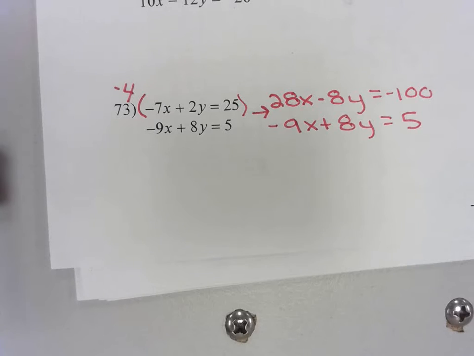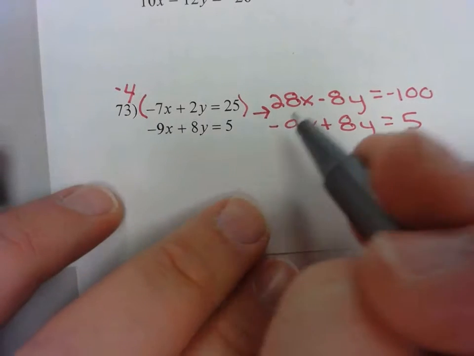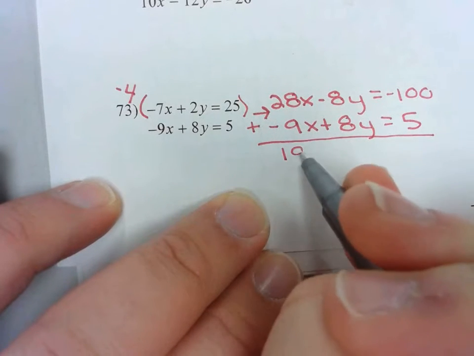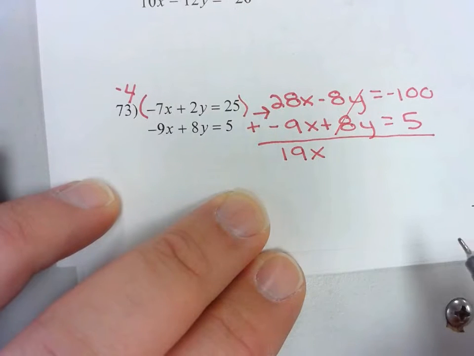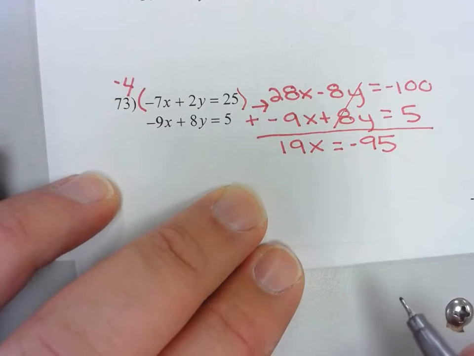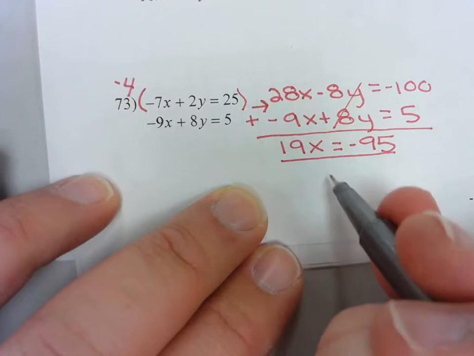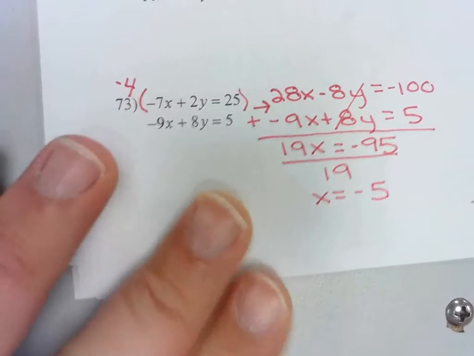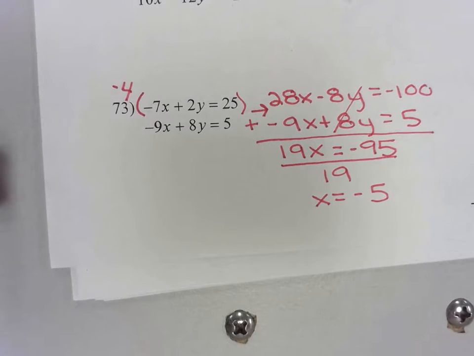When I add these together, what am I going to get? 28 plus a negative 9 is 19x. The y's cancel. Equals negative 95. Divide by 19: x equals negative 5. Now this is a system, so I need an ordered pair. When I found x to be negative 5, how do I find y? Once I find one, how do I always find the other one?